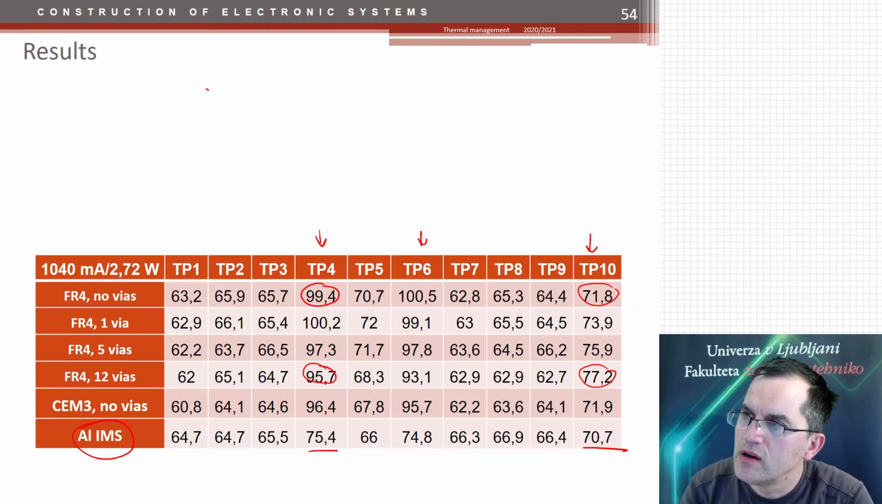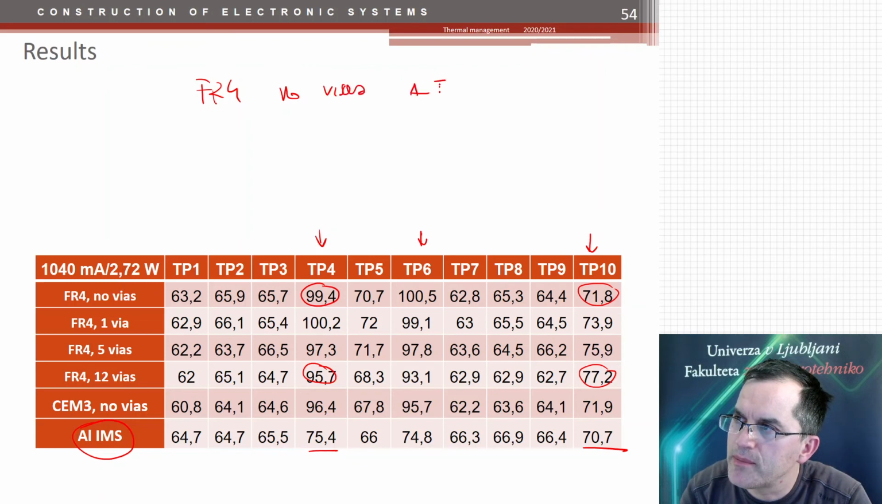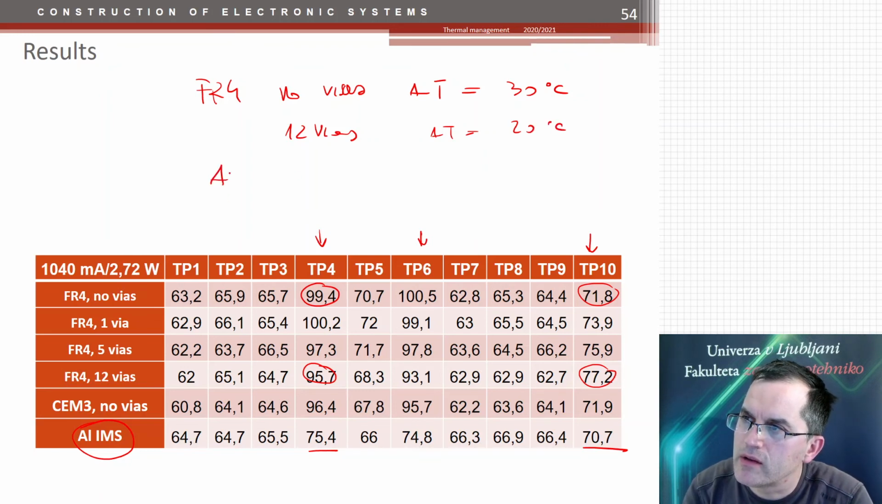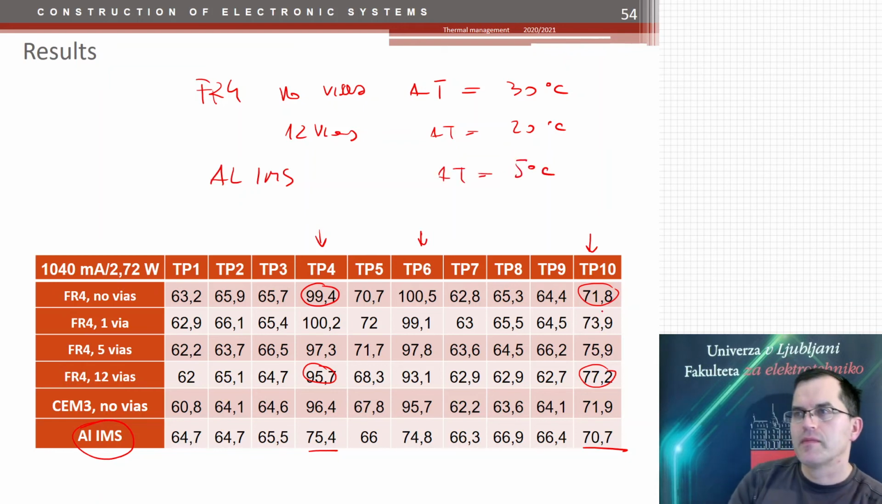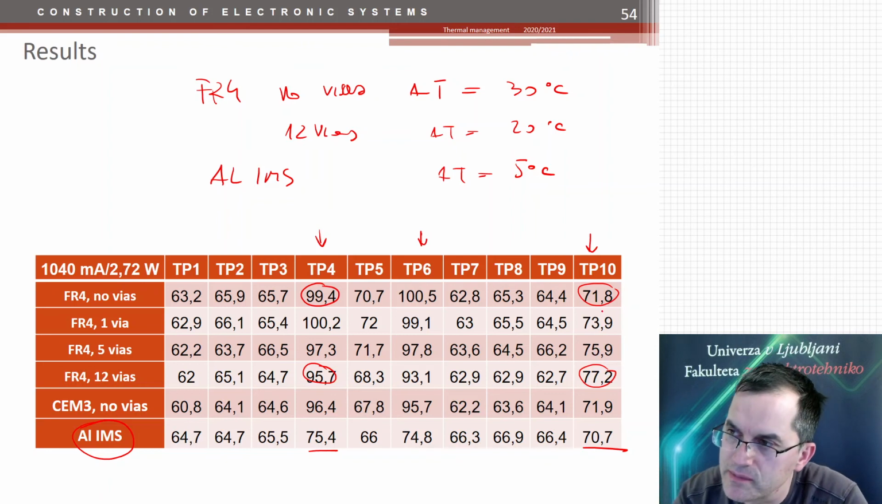So for the FR4 without wires, the temperature difference between back and front sides is around 30 degrees. With 12 wires, it is around 20. And if aluminum IMS is taken, then the temperature difference is just 5 degrees between front and back side.